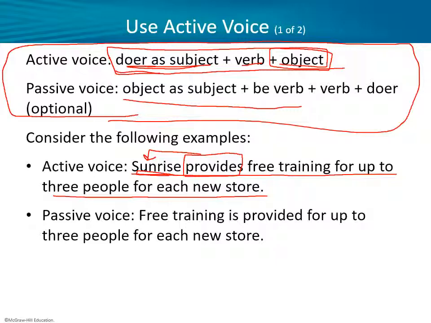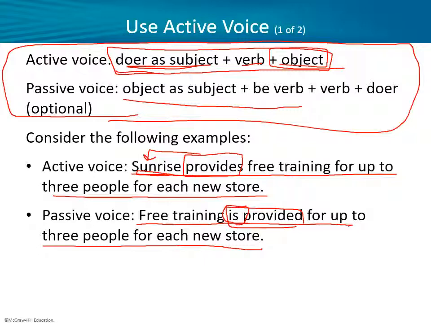Whereas passive, let's look at this one. Free training is provided for up to 3 people for each new store. So what's the verb there? Is. This is one of the be verbs, right? And then you say, what is doing the providing there? What is providing something? Well, it's not really said in the sentence, right? Sunrise is providing the free training, but it's not mentioned. This is a passive construction.